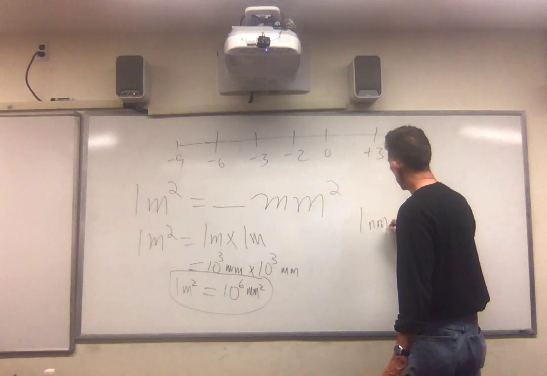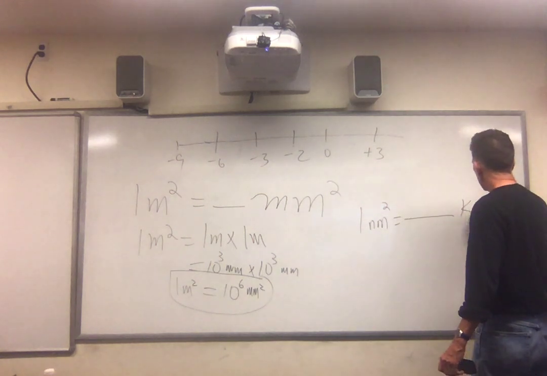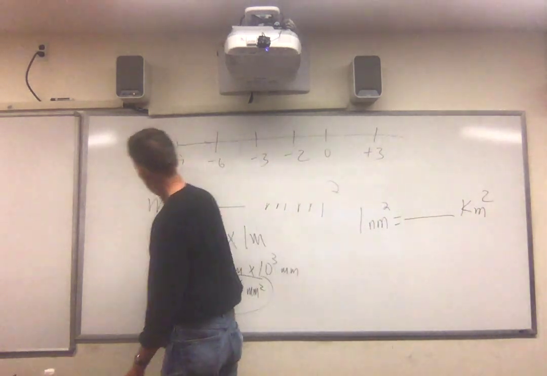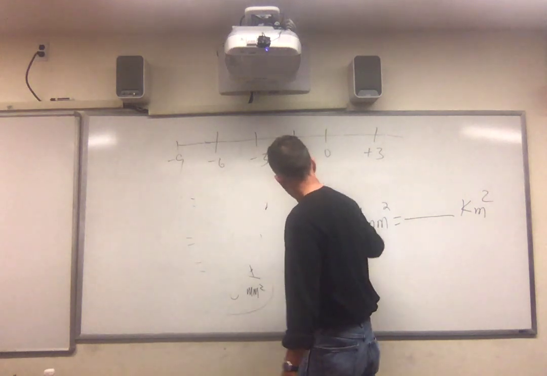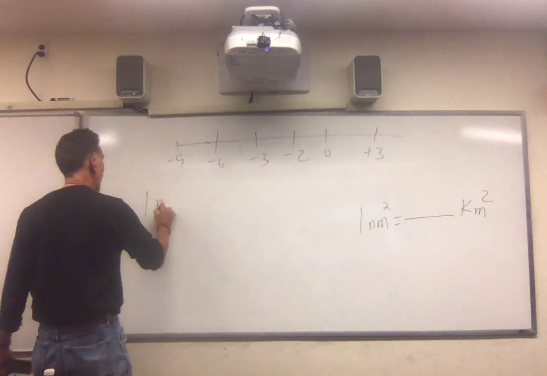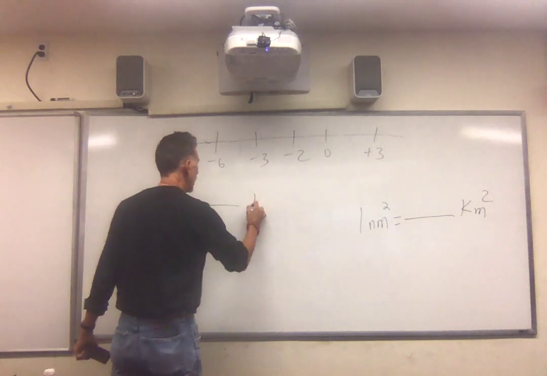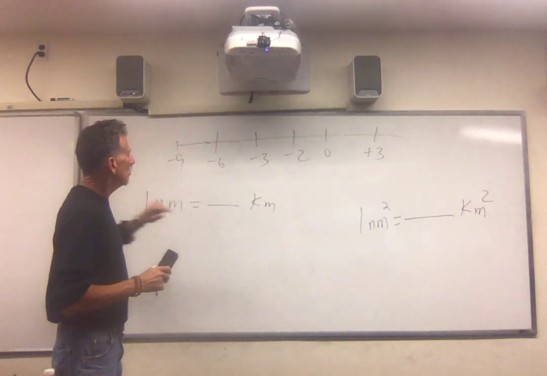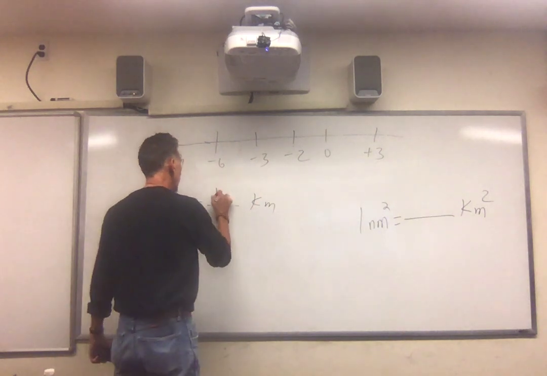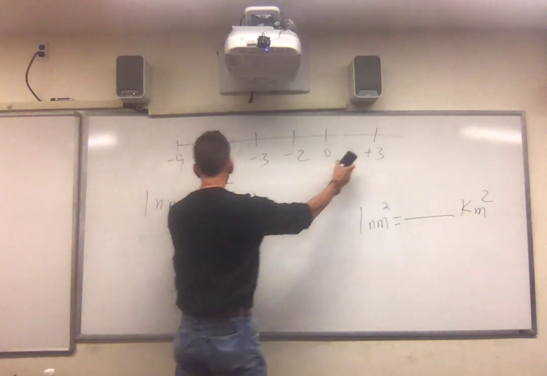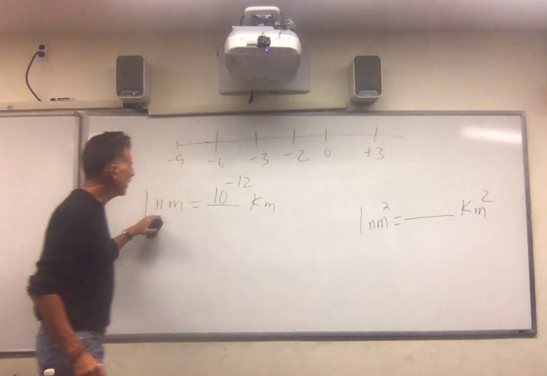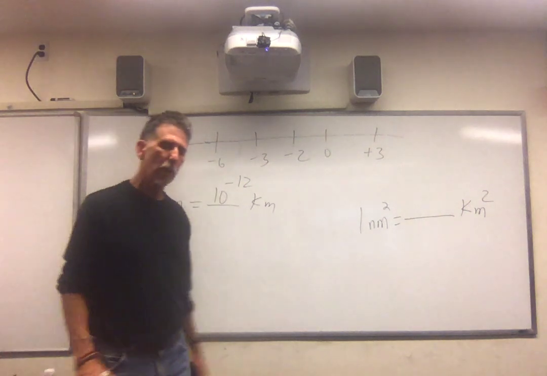Let's do another one. One nanometer squared is how many kilometers squared? Oh my goodness. Let's look back to our table. 1 nanometer is how many kilometers? Well, nano, first of all, this is larger than that. When that's larger than that, remember, larger, it's negative. Kilo is 3. Nano is what? 9. So the difference is 12. 1 nanometer is 10 to the minus 12 kilometer.